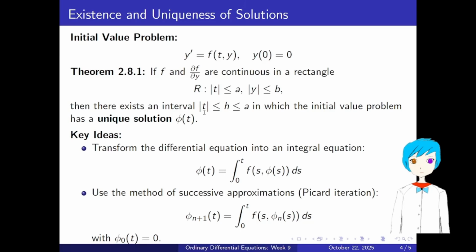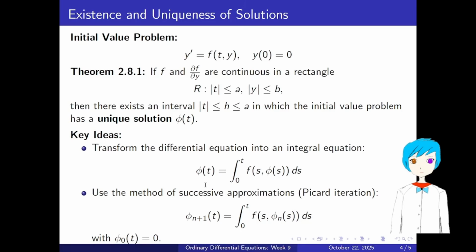So the interval may be smaller than the rectangle for t. So h may be smaller than a here. How do we prove the existence and uniqueness theorem? We use the fixed point iteration theorem, which is called the Picard iteration. We assume there exists a solution. We plug this solution back to get the integral equation.